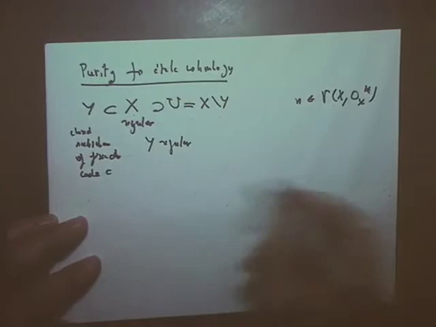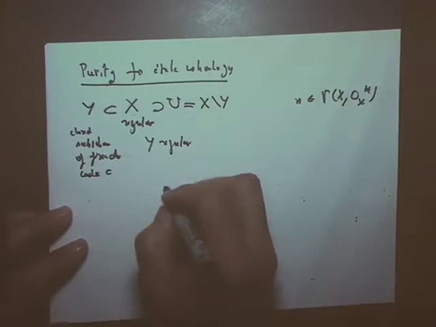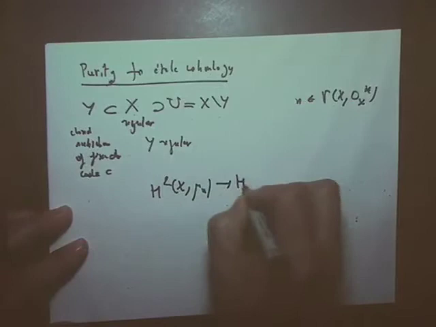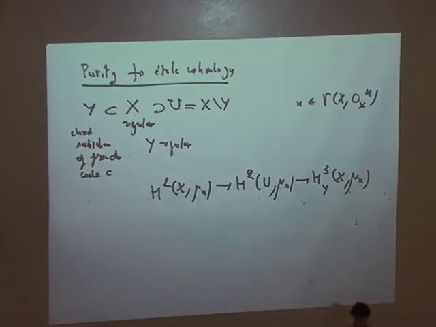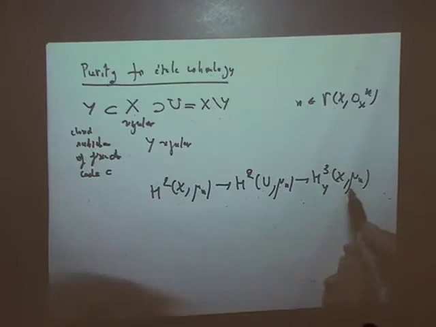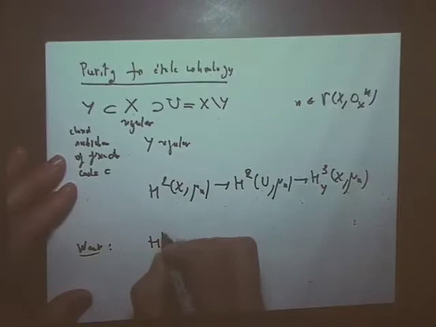you can write long exact sequences of étale cohomology. I won't write the index étale, but it's all étale cohomology. I look at the part which is of interest to me: H2(X, μ_n) goes to H2(U, μ_n), goes to H3 with support in Y of X with coefficients in μ_n. Now, the whole issue of purity is to compare this étale cohomology with support with the cohomology of the support.